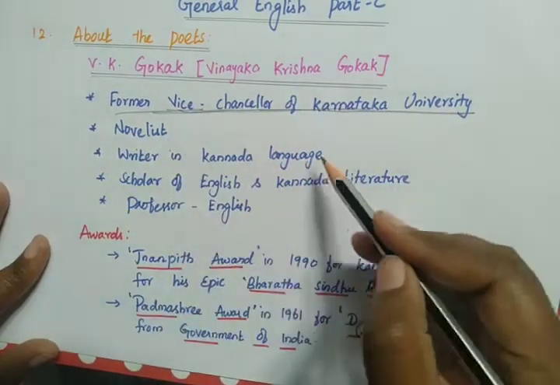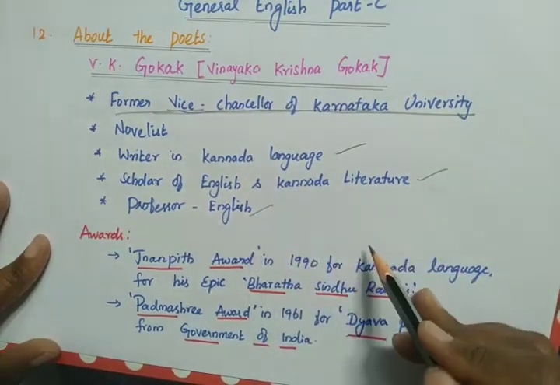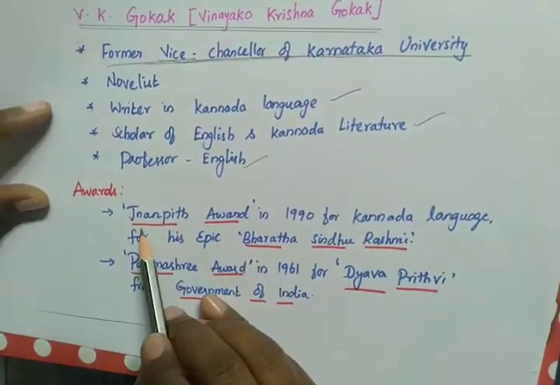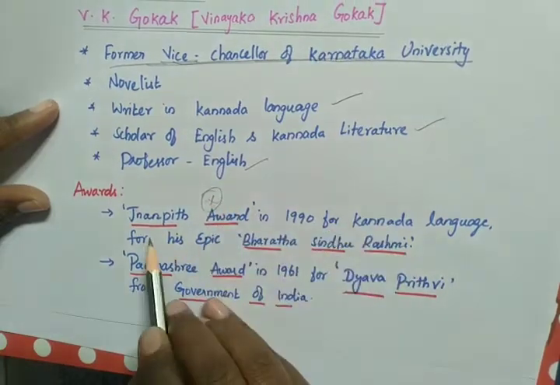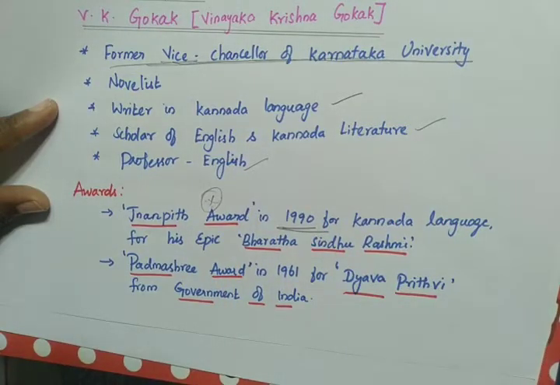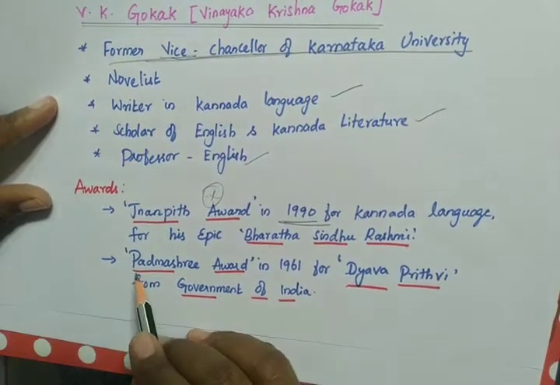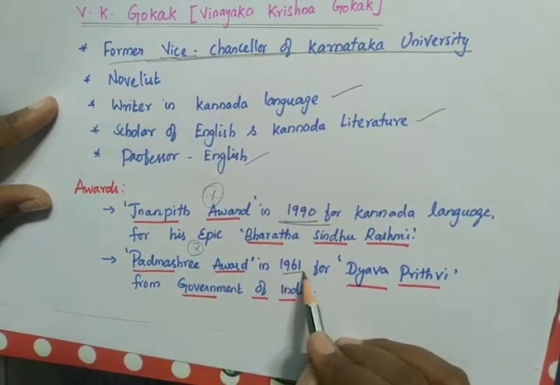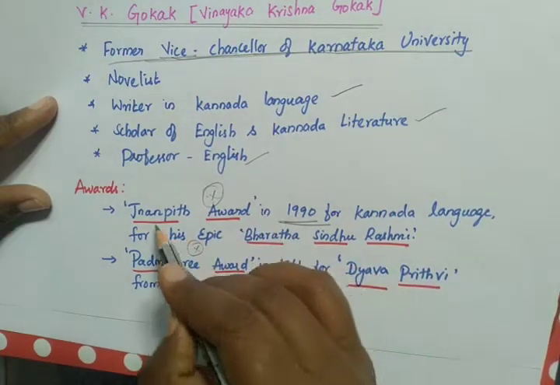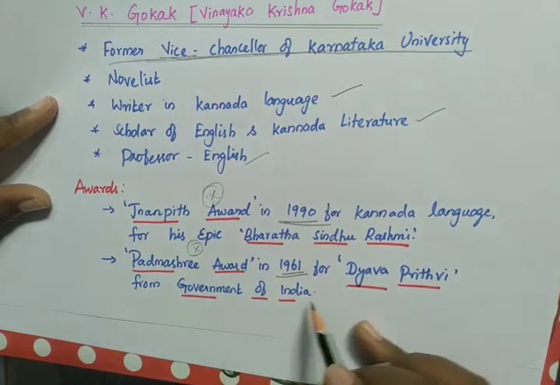He is a novelist, a writer in the Kannada language, and a scholar of English and Kannada literature. He is a professor in English. And these are the awards given to V.K. Gokak. That is the Jnanpith Award. So you have to remember this. Jnanpith Award in 1990 for Kannada language, for his epic Bharata Sindhu Rashmi. Also he received the Padma Shri Award in 1961 for Dyava Prithvi from the government of India.